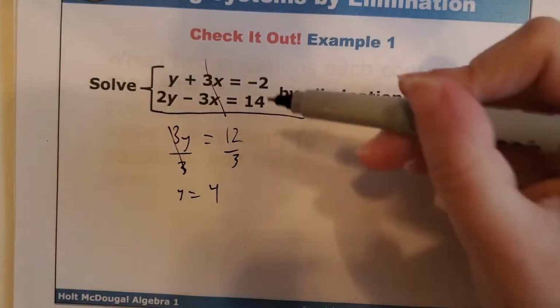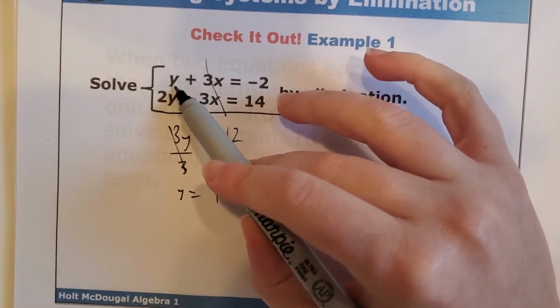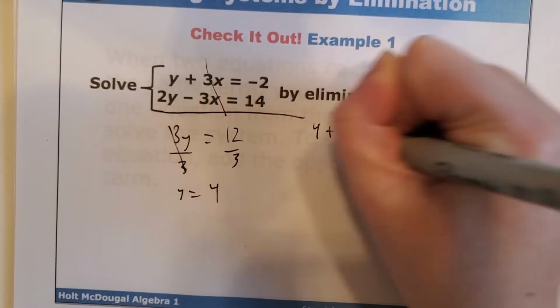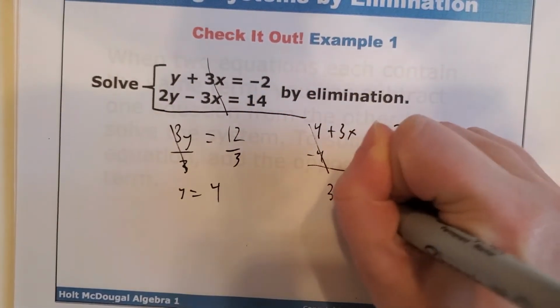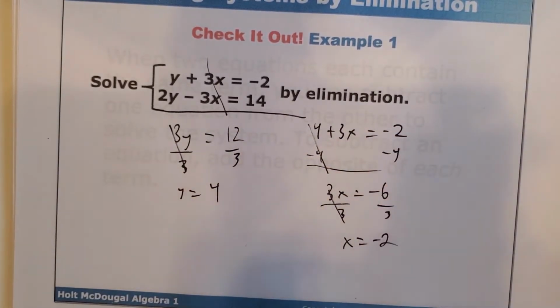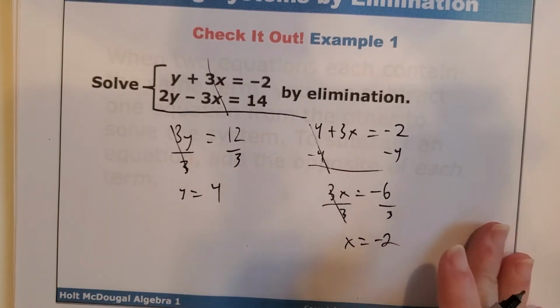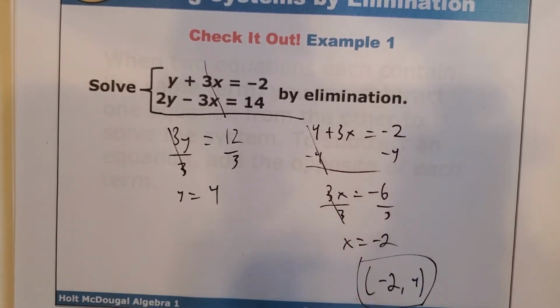We're going to plug 4 back into either of the two originals. I'm going to stick with the first one this time, again for the same reason as the last one, because it's just a plain old y, there's no coefficient on it. 4 plus 3x equals negative 2, minus 4, 3x equals negative 6. Divide by 3, so x equals negative 2. And if something like this happens where you end up solving for y first, when you write your final answer as an ordered pair, it's still always got to be x comma y, so it's negative 2 comma 4 instead of 4 comma negative 2.